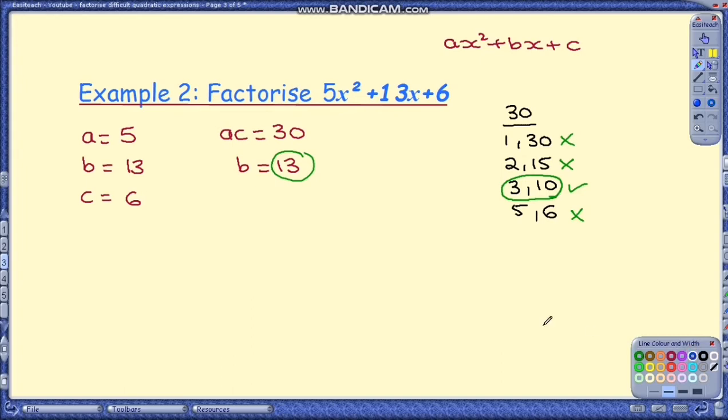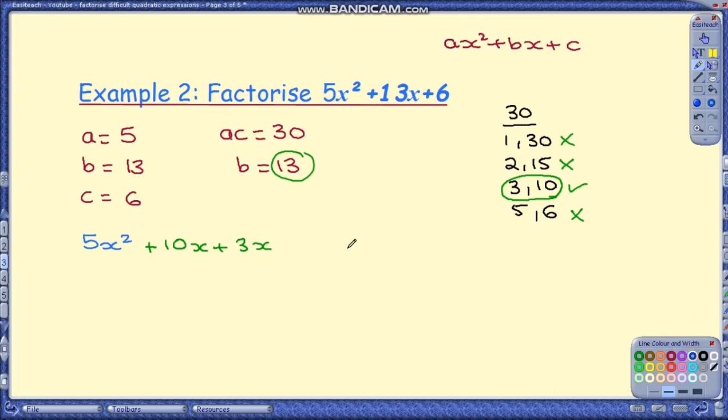Remember, we're going to rewrite the expression 5x squared, but instead of the 13x, we're going to use the 3 and the 10, and it's still going to give you that 13x. Have a look at how I'm writing 10x this time and then the 3 afterwards, because I know 10 is a multiple of 5, they go together, so it'll be easy for us to factorise. But by all means, you can put 3x and 10x afterwards, it will still work out the same way.